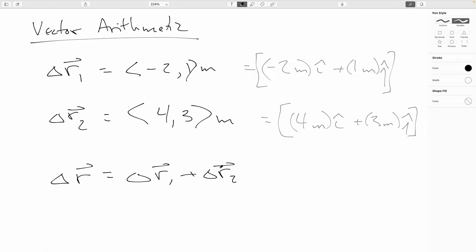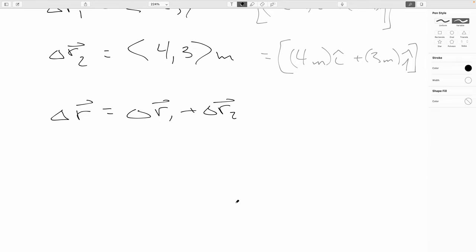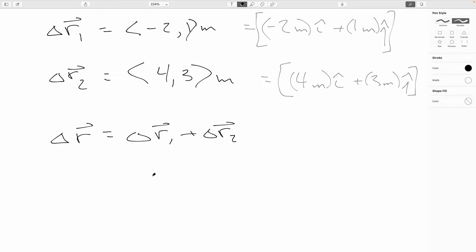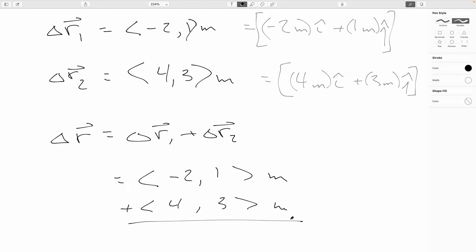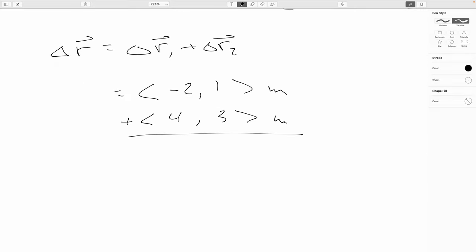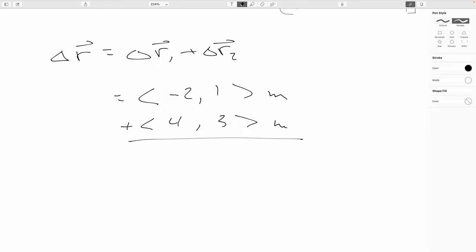Because after all, we don't care about the path, we just care about how we ended up. And so here's the trick: you can just add these slot-wise. So you say (-2, 1) meters, plus (4, 3) meters. You just go ahead and add the x components together: -2 + 4 = +2. And 1 + 3 = 4. So our net displacement is 2 meters east and 4 meters north.